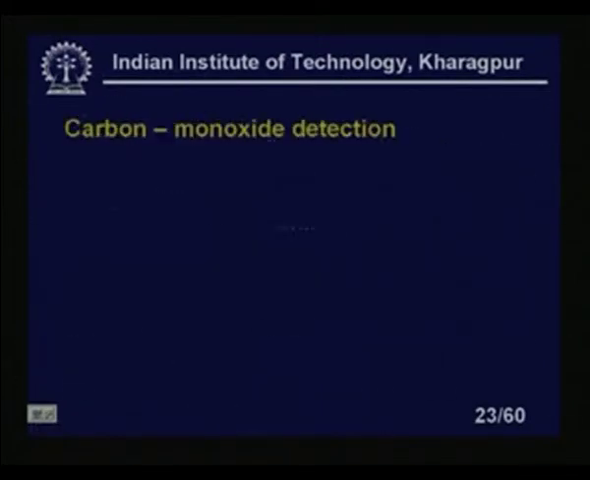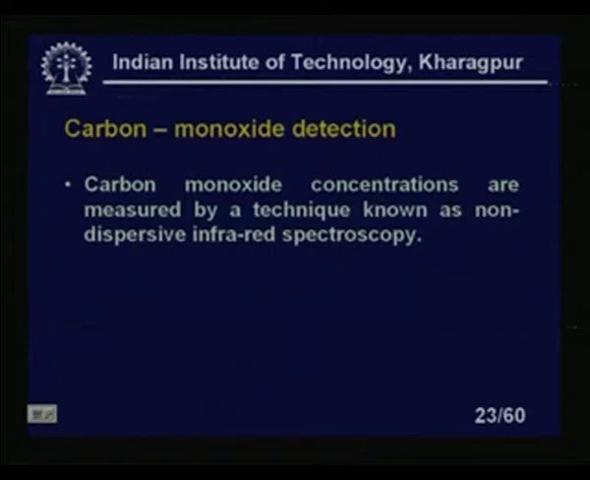Carbon monoxide detections. Carbon monoxide concentrations are measured by a technique known as non-dispersive infrared spectroscopy. Okay, it is called non-dispersive infrared spectroscopy.